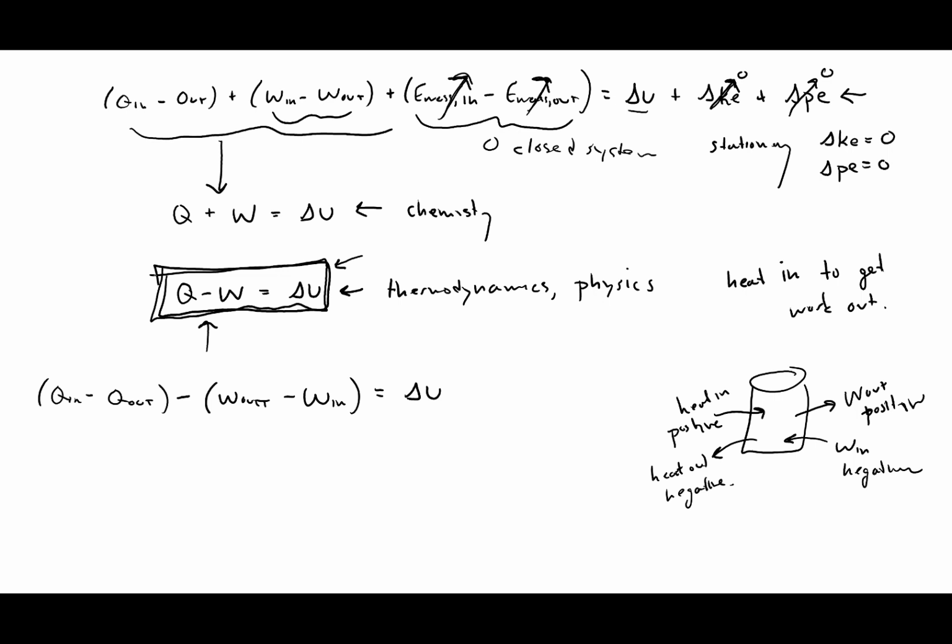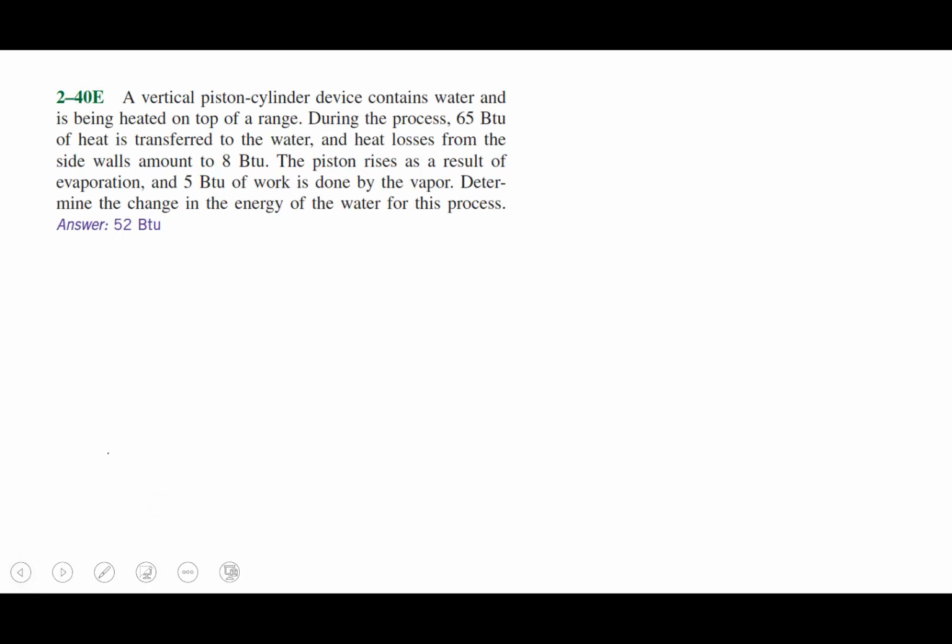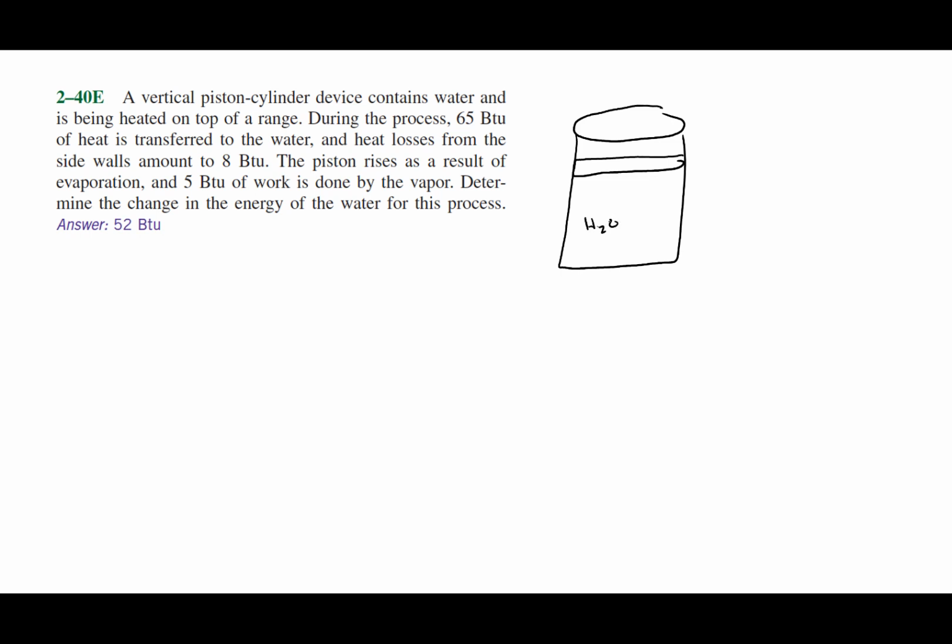So let's look at an example problem of how we would use this energy balance. This problem says that we have a vertical piston cylinder device that has water and is being heated on top of a stove. What I always like to do when I start setting up these problems is draw a picture. It's a piston cylinder, so I'm going to draw a piston cylinder, and it contains water. It's being heated on a stove, which means there's Q, energy in, because energy is being transferred in by heat. It says that it's 65 BTU. Then it says the heat losses from the sidewalls are 8 BTU. That means Q out is 8 BTU.